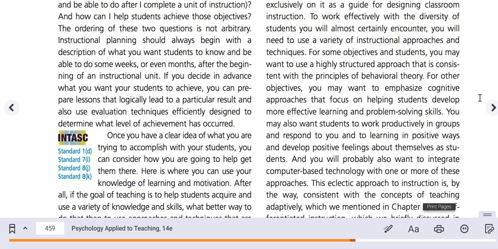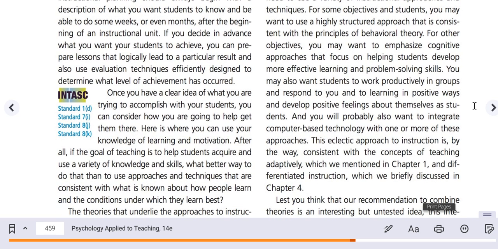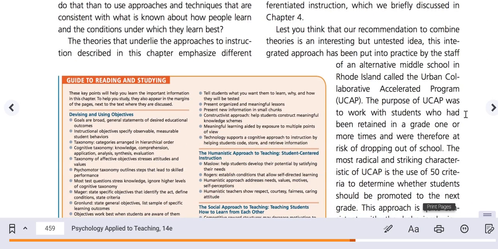This eclectic approach to instruction is, by the way, consistent with the concepts of teaching adaptively, which we mentioned in Chapter 1, and differentiated instruction, which we briefly discussed in Chapter 4. Lest you think that our recommendation to combine theories is an interesting but untested idea, this integrated approach has been put into practice by the staff of an alternative middle school in Rhode Island called the Urban Collaborative Accelerated Program, UCAP. The purpose of UCAP was to work with students who had been retained in a grade one or more times, and were therefore at risk of dropping out of school.